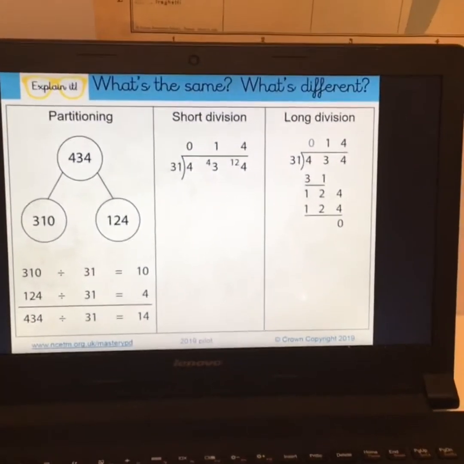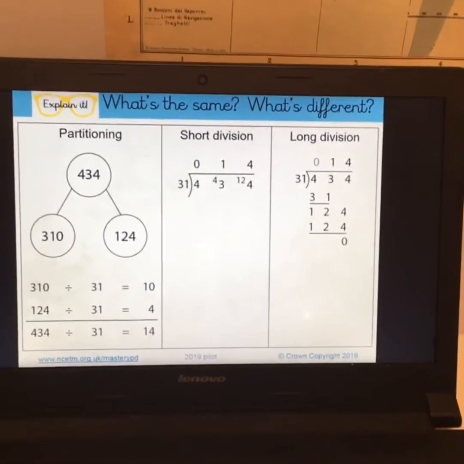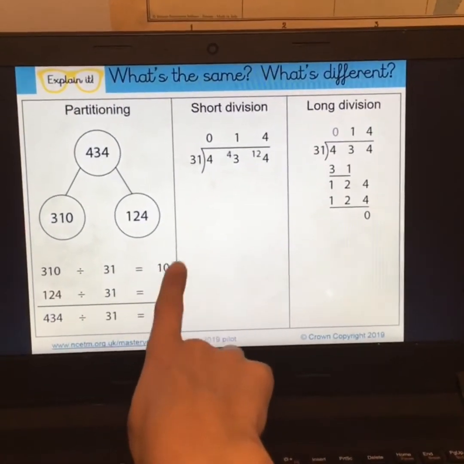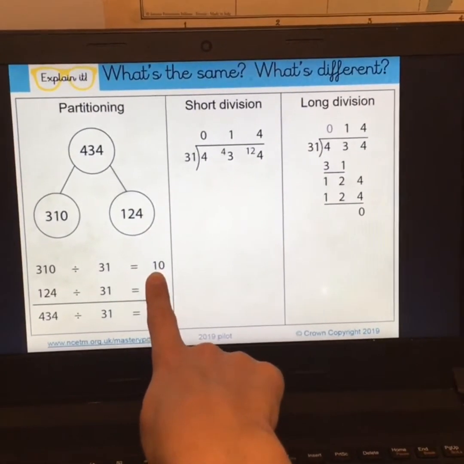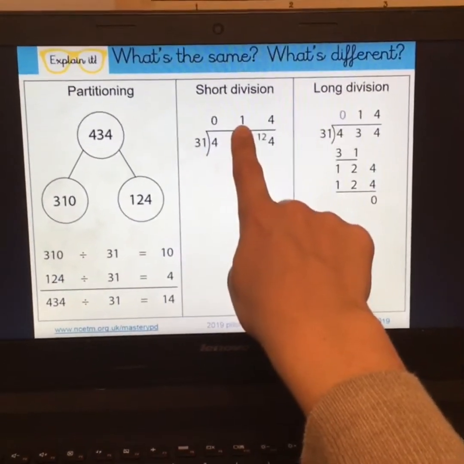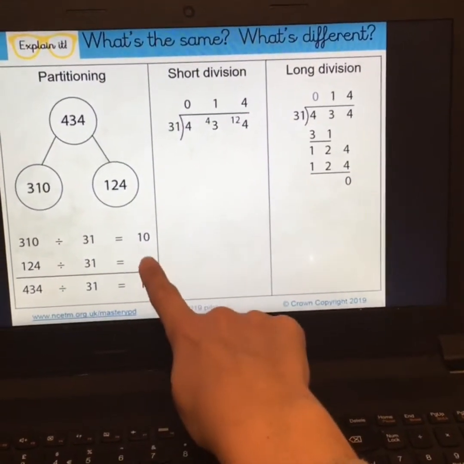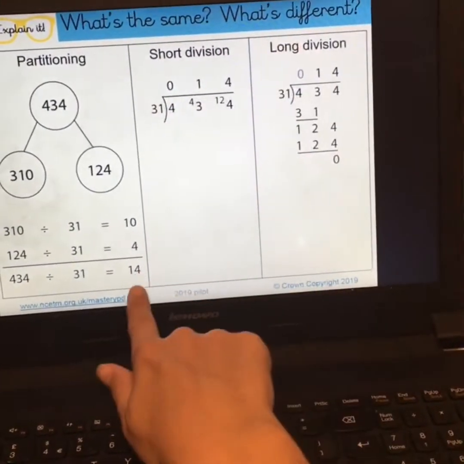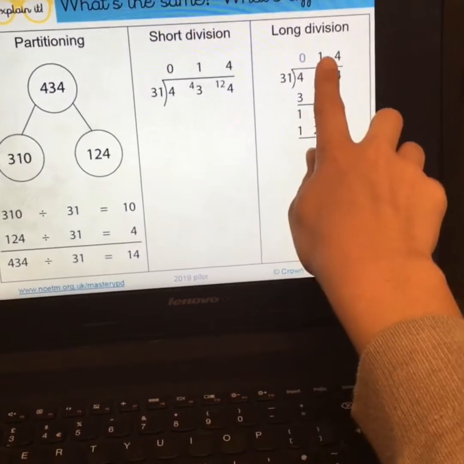Hopefully you can see that, one, they all get the same answer. You're always working out, first of all, that it goes in 10 times, because of course this 1 is in the tens column. And then it also goes in 4 times. So your final answer is 14, 14 and 14.